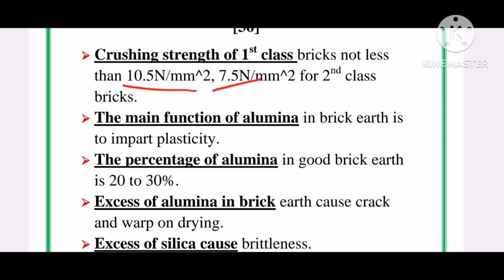Next, the main function of alumina in brick earth is to impart plasticity. The percentage of alumina in good brick earth is 20 to 30%, and an excess of alumina in brick earth causes cracks and warping on drying.